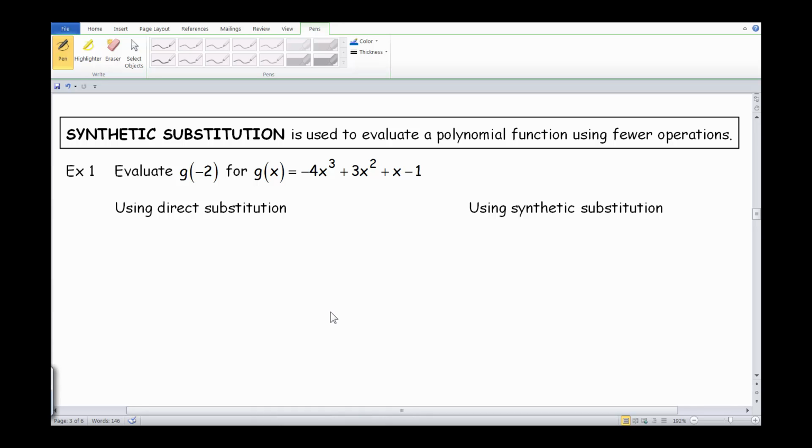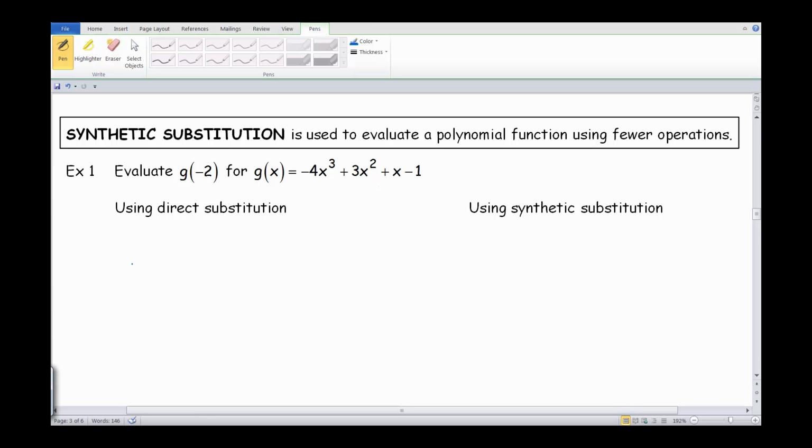Here we are at example 1 from our 5.2, number 2 notes. We're looking at something called synthetic substitution. Before we get into how to do synthetic substitution, I figured we would try one using just direct substitution. So we have this g of x function, and we're pretty much just taking -2 and throwing him in for x, anywhere that there's an x inside of this guy.